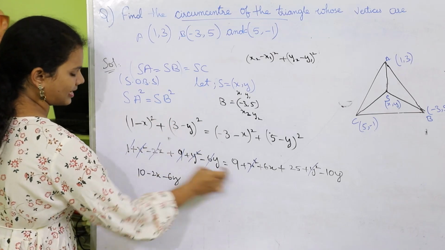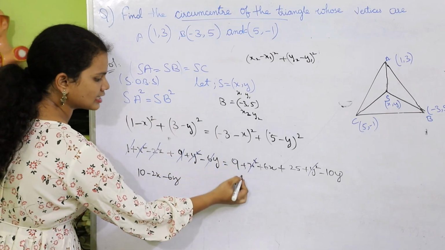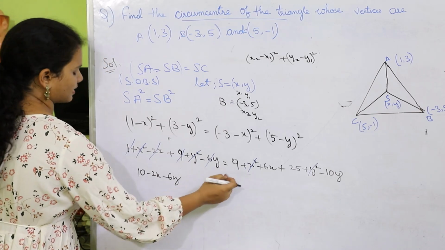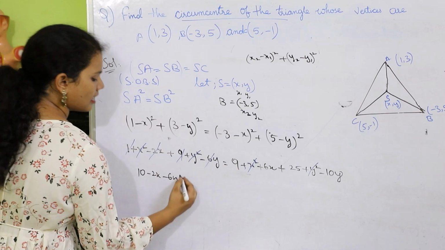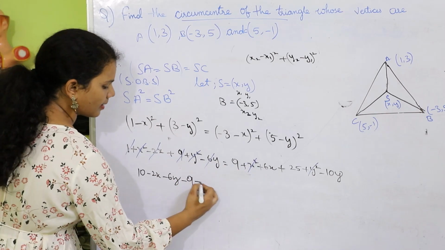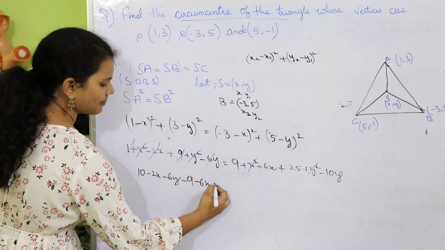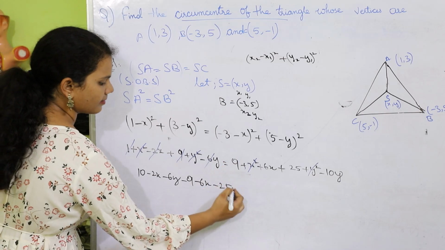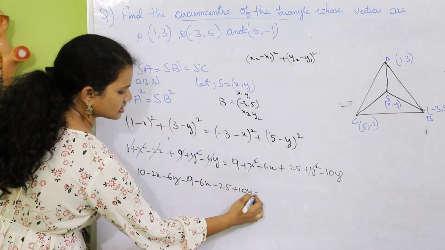Here you have plus 9. So just transfer this whole thing to the other side. Here the plus becomes minus, minus becomes plus. I mean, here you have plus 9, here it becomes minus 9. Are you getting it? Here you have plus 6x, here it becomes minus 6x. Plus 25, minus 25. Minus 10y, plus 10y. Which is equal to 0.